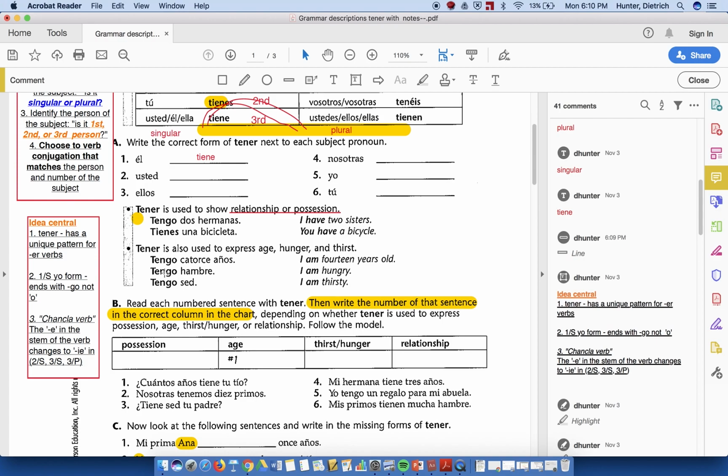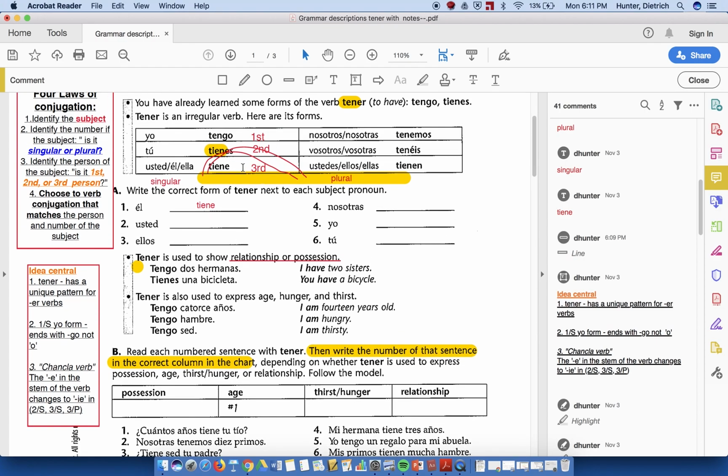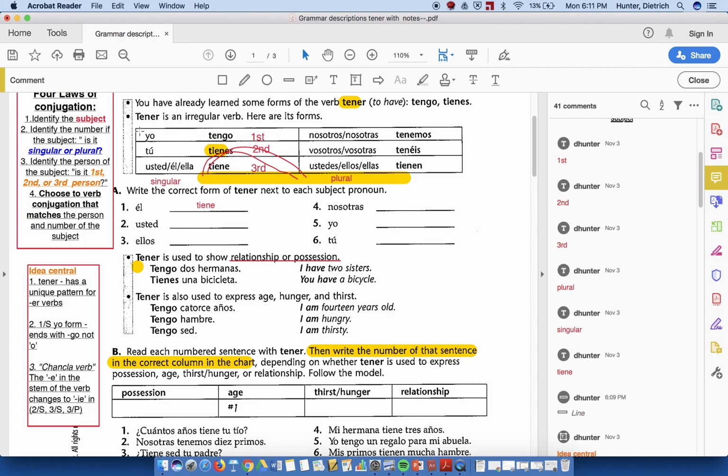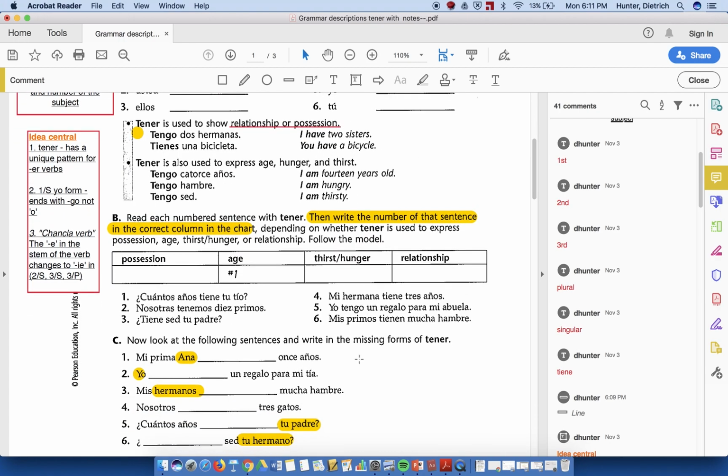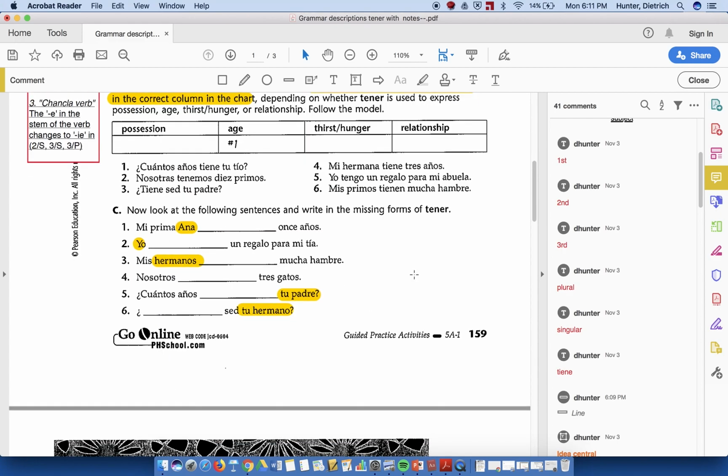You can replace the form of tener to tell who is hungry or who is thirsty, but tengo clearly is with yo, therefore it's I am first person hungry. I am first person thirsty. Bien? Go through these examples here according to the directions. Write the number of the sentence that corresponds to the category. Finally, now we're getting to the meat and potatoes, the good stuff.